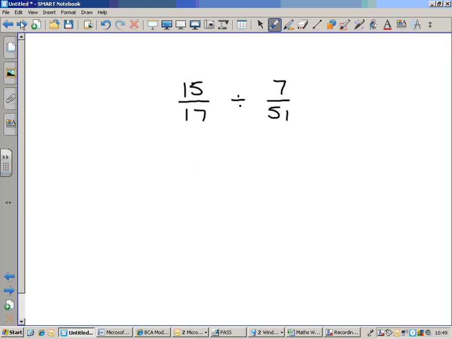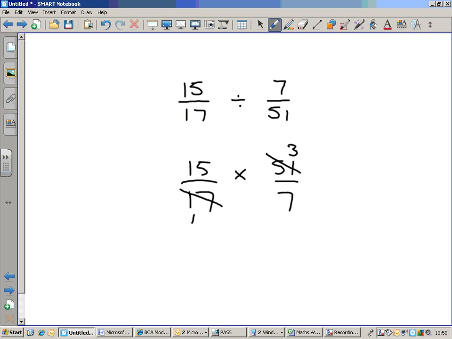Let's do another one. 15/17 divided by 7 over 51. Let's not divide the fractions, that's difficult. Let's multiply them. We tip the one after the sign upside down, and instead of dividing, we times. Tip and times. Any cancelling possible? Clever boys know that 51 is 3 17s. So there we go. 15 and 7, can we cancel those?